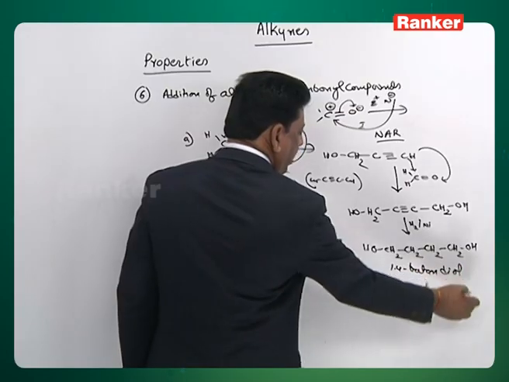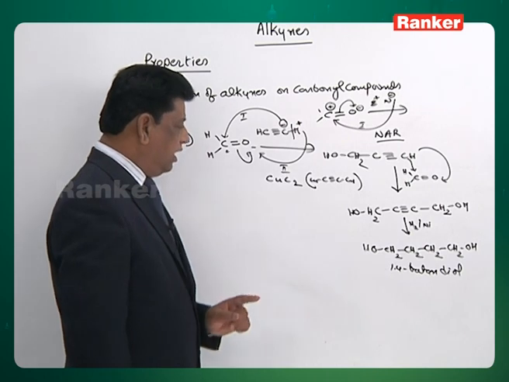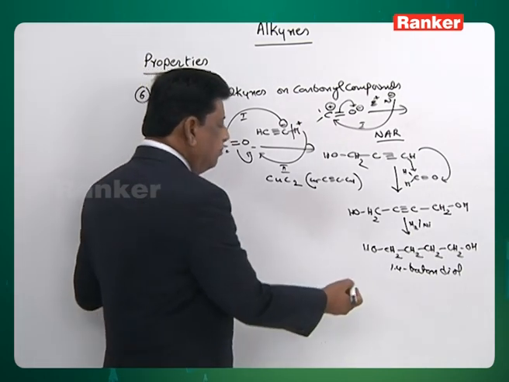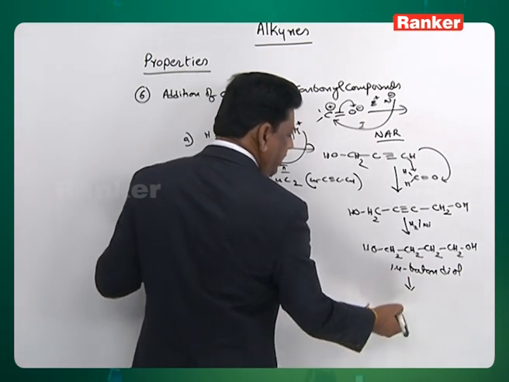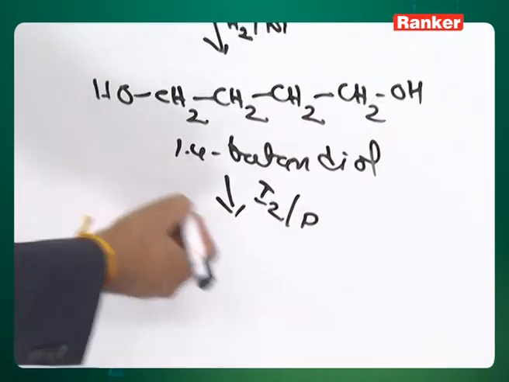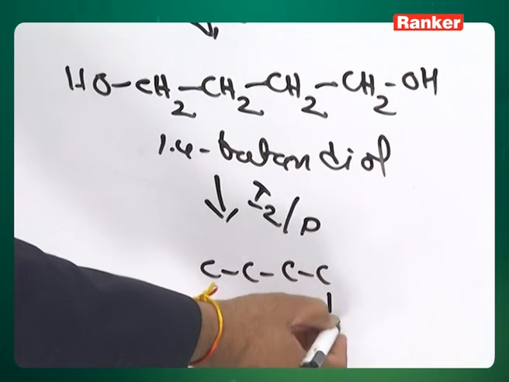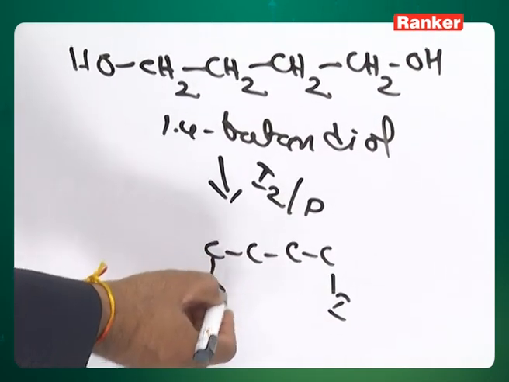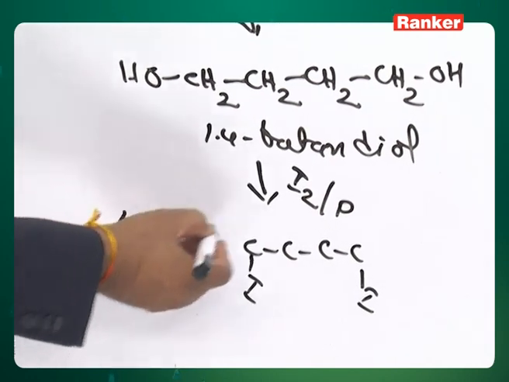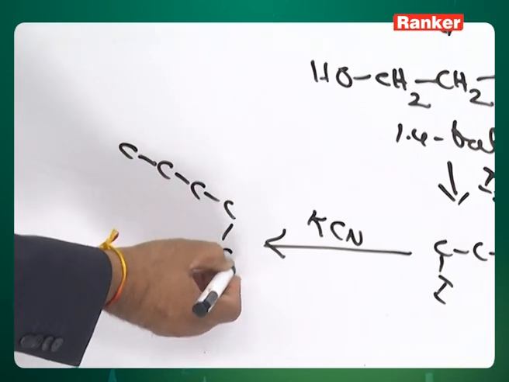A diol is formed, but 2 OHs are there on the 1st and 4th carbon, therefore, you have to mention this 1,4-butane diol. This compound on subsequent reaction with I2 and phosphorus, you can convert into the iodide. So, both the OHs are converted into iodide. Then later you treat it with potassium cyanide, both the iodides are converted into the cyanides.